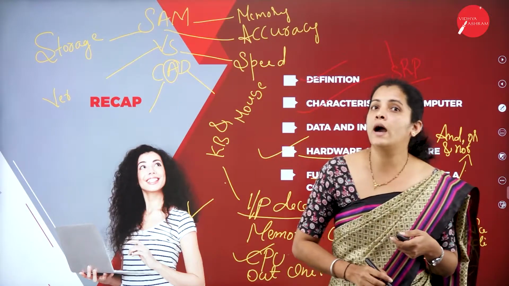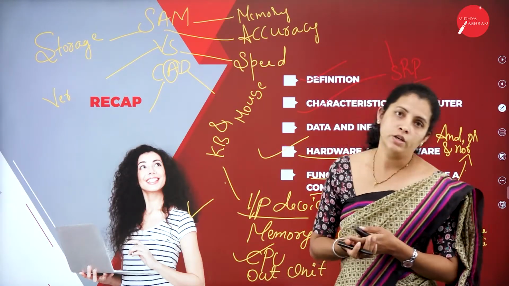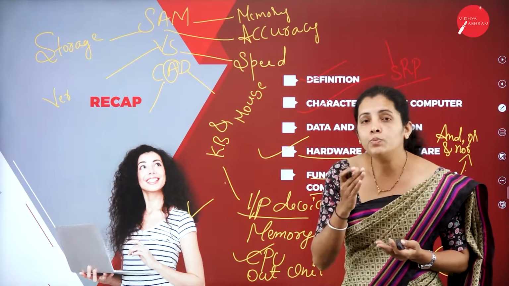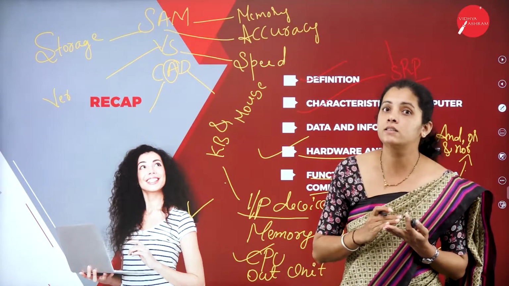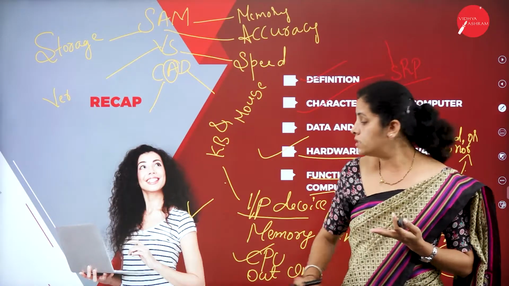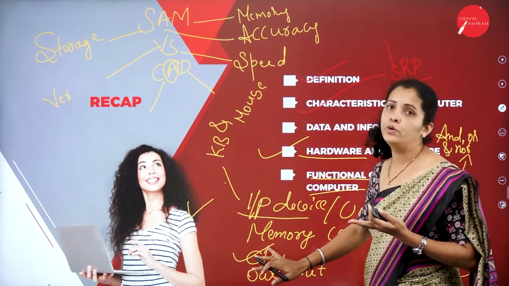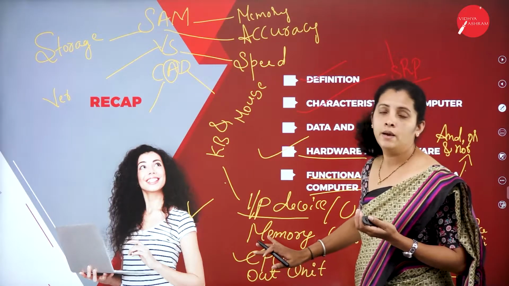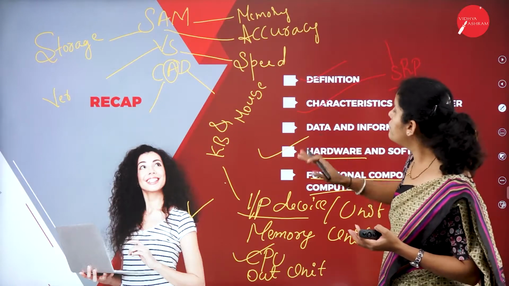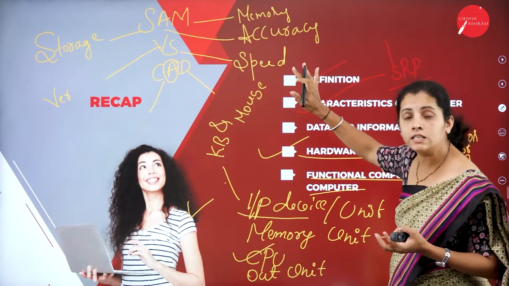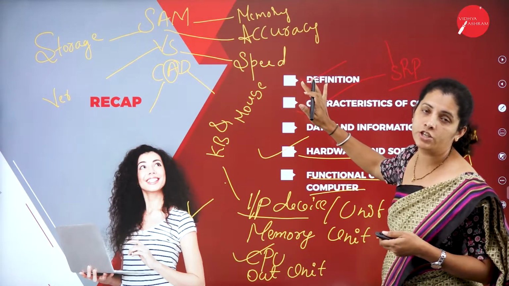Then we are going to have the output unit. So the output unit is a medium used to display the result to the user. The best examples for the output unit are the printer as well as the monitor. So these are some of the topics I had discussed in my previous session.